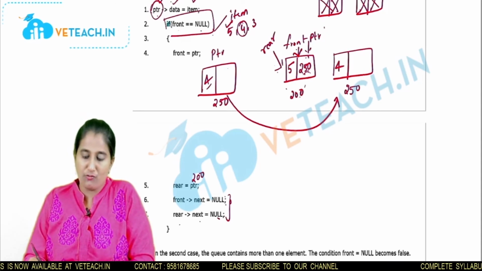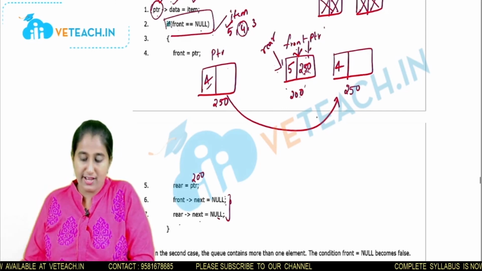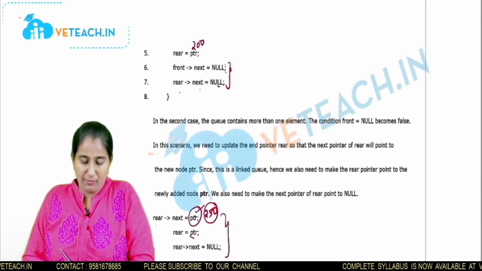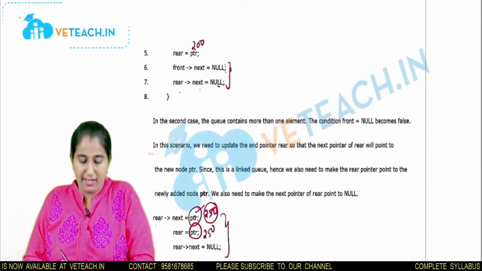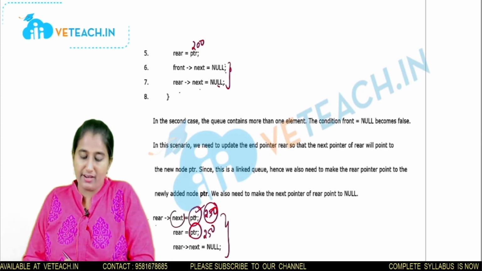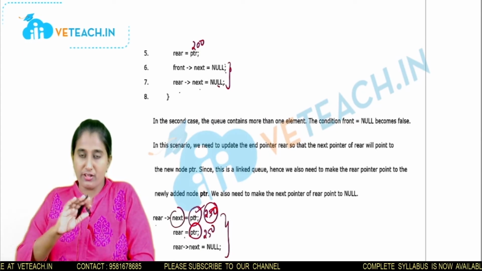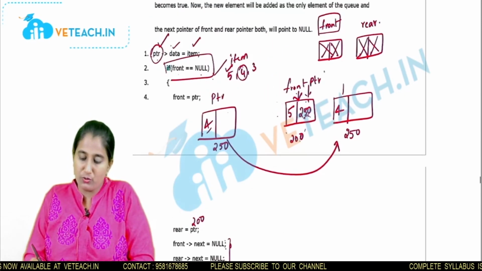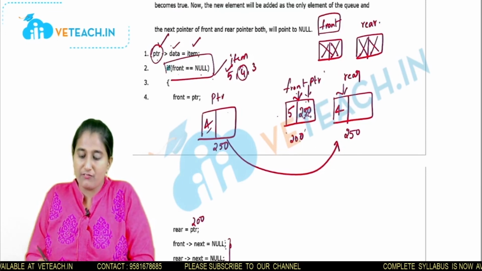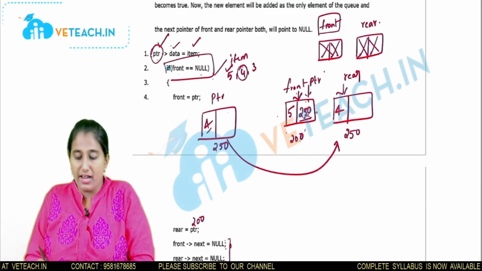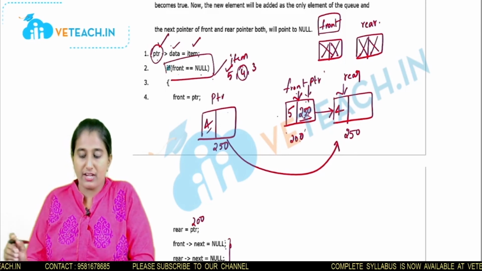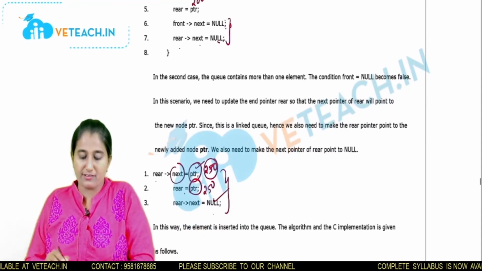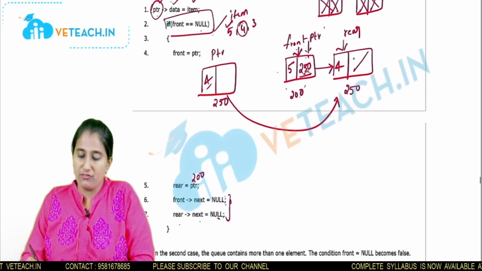So 4. What's the next step here? Then mark rear equal to PTR. What is the PTR value? 250. It means that first we should update the rear next part, and later we should move the rear to that node. So here the rear will point to 250. Whenever 250 is updated, it means that a link should be created for the 250 location. Then later you should update the rear next part equal to null. So here we update this one.